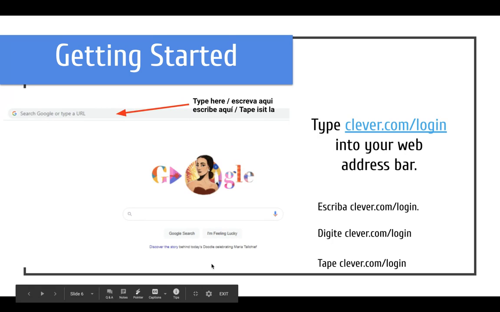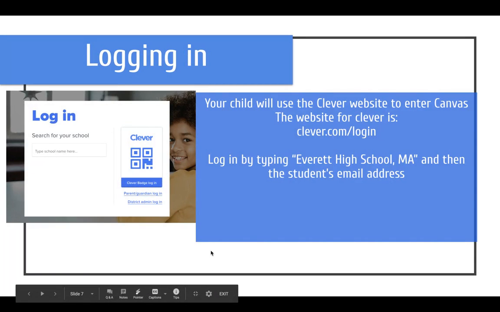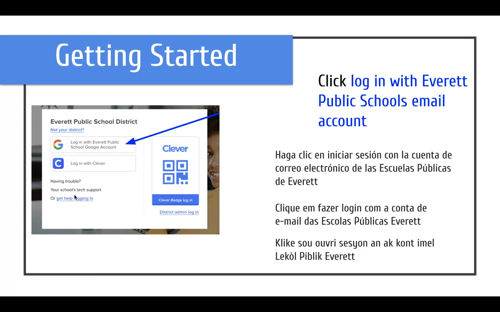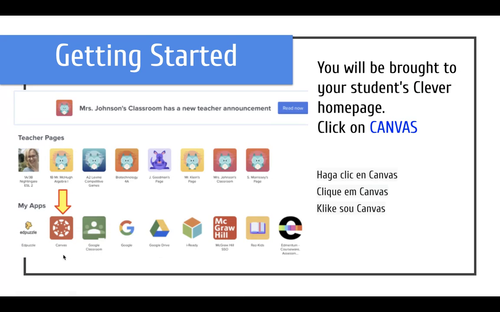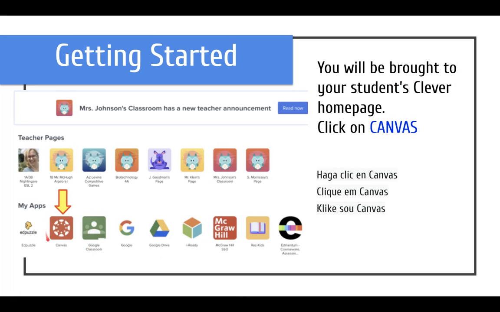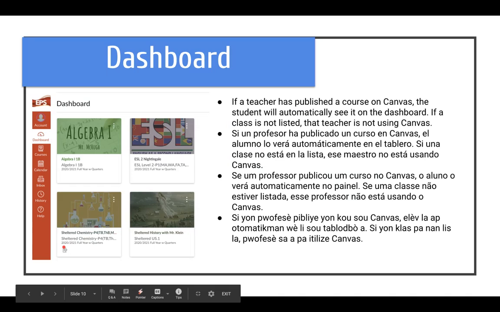Next, they will type clever.com/login. Then they will put the school name or Everett High School in. And then they will click on Login with Everett Public School Google account. And they will use their email. Once in Clever, they'll look for the red Canvas icon and click on it.